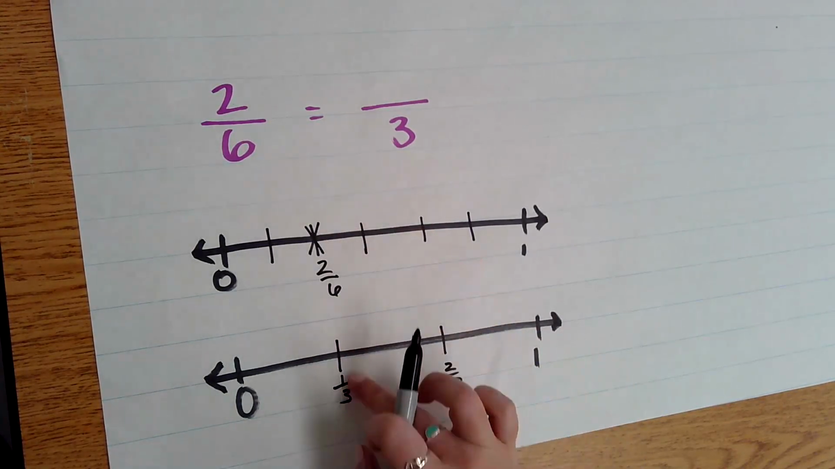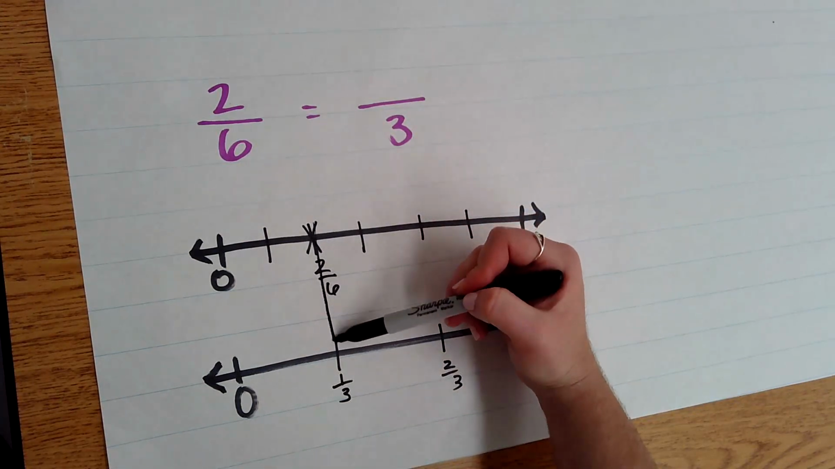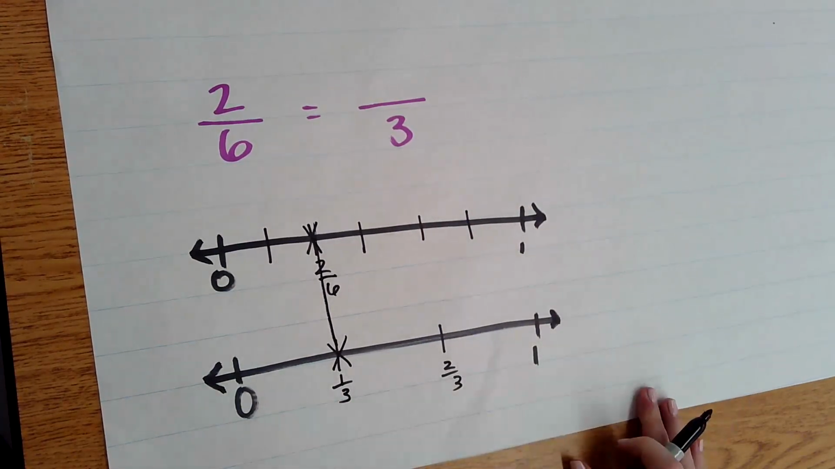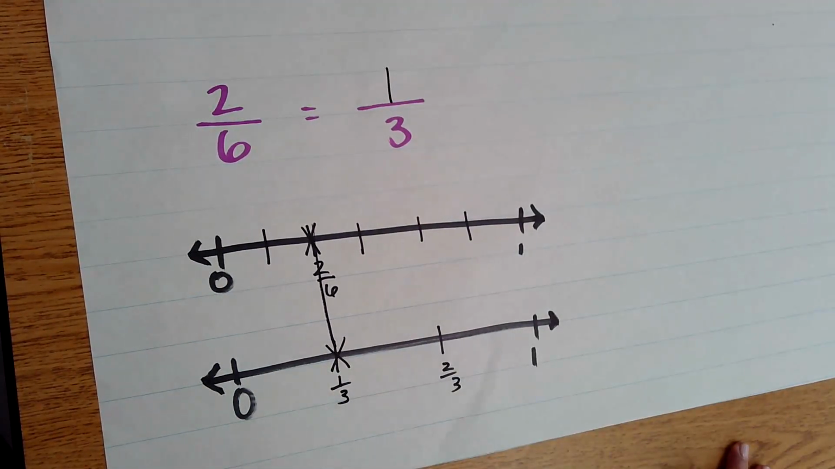2/3, and I'm trying to see how many sixths match up to my 2/3, and I can see right here that I'm exactly lined up with 1/3. That means that 1/3 is equivalent to 2/6.